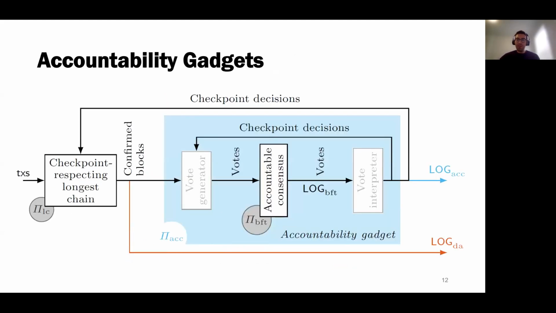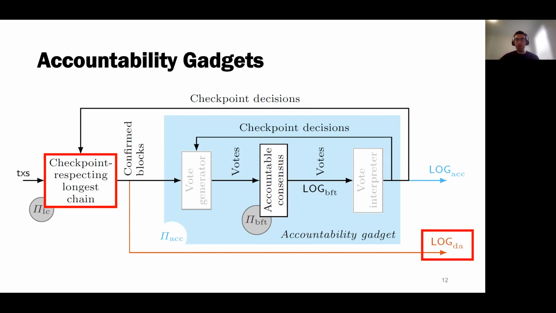Okay, so how do we achieve two nested ledgers that satisfy the properties of accountability and availability? We do this through the use of accountability gadgets. Accountability gadgets can be instantiated with any accountably-safe consensus protocol, as shown in the middle of this diagram. They are deployed on top of longest chain protocols. These longest chain protocols take transactions as input and output a sequence of confirmed blocks. For instance, these confirmed blocks can be the k-deep blocks on the longest chain outputted by the longest chain protocol. These confirmed blocks are then outputted as the available full ledger.